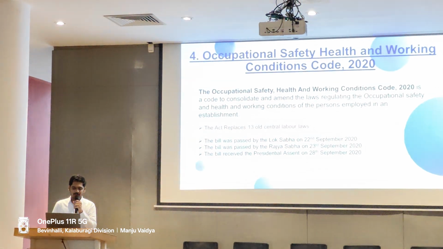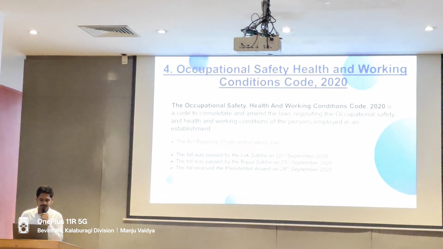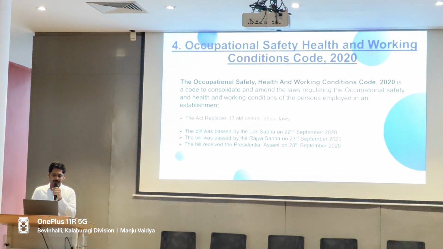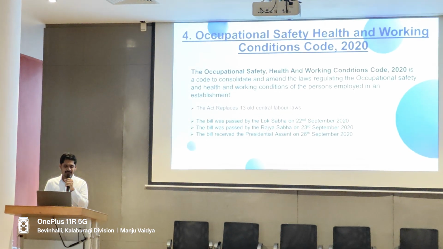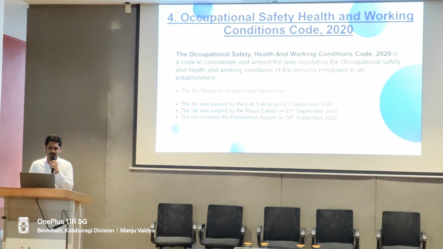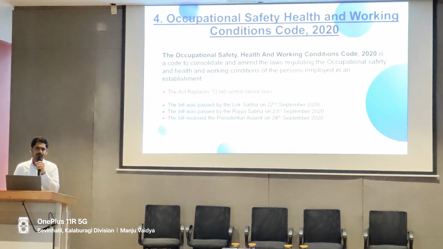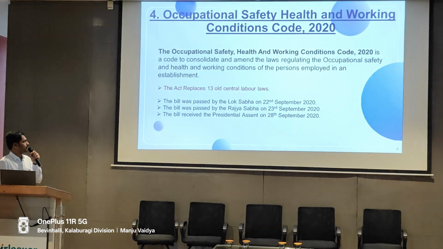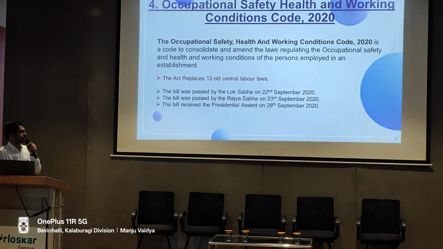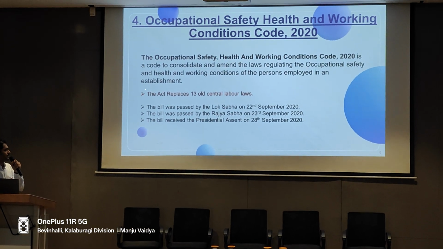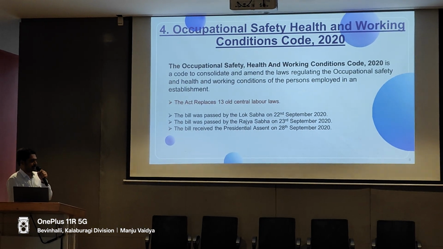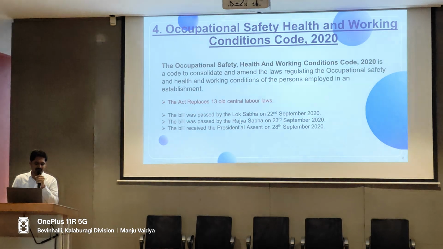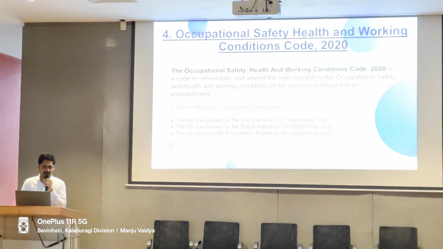So the Occupational Safety and Working Conditions Code was to consolidate and amend the laws regulating occupational safety and health and working conditions of the persons employed in an establishment. If you can observe, it is written as an establishment. It is not mentioned as factory or plantation or anything. So we will see the definition of establishment later. So the act replaces 13 old central labor laws.